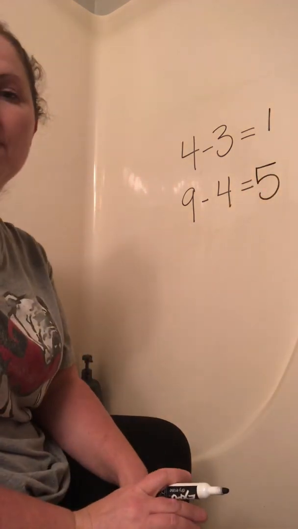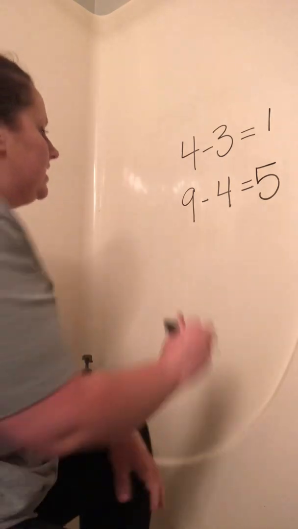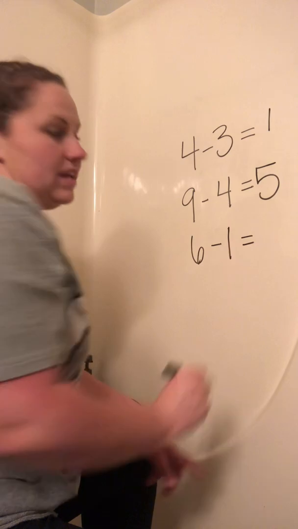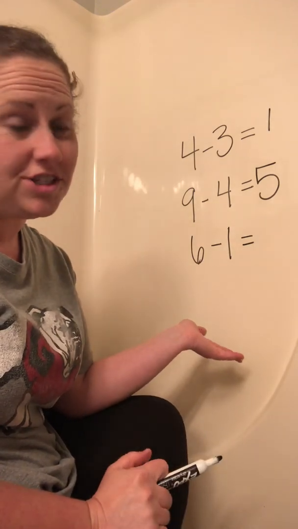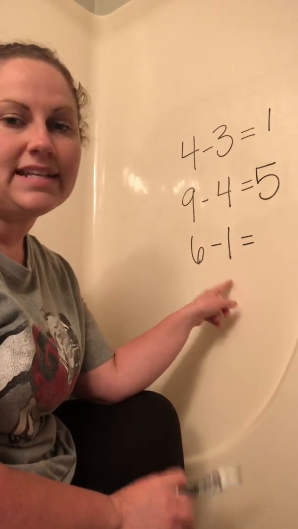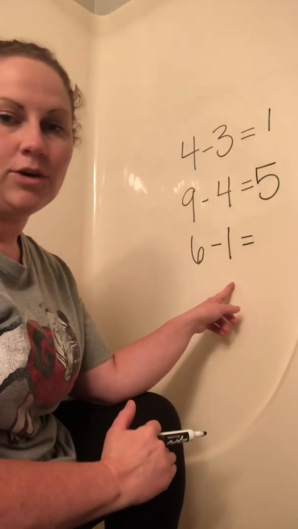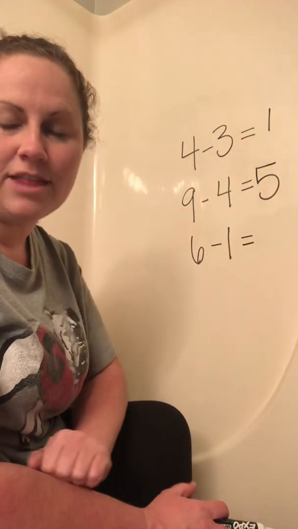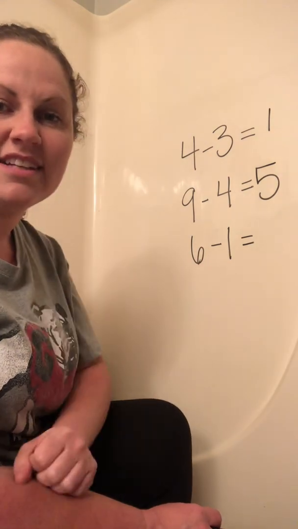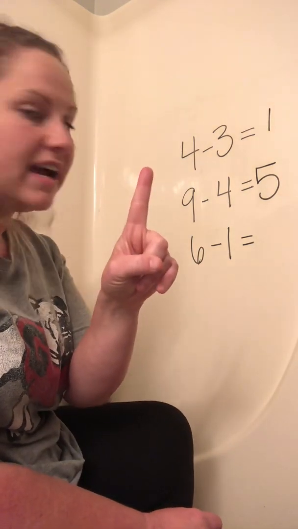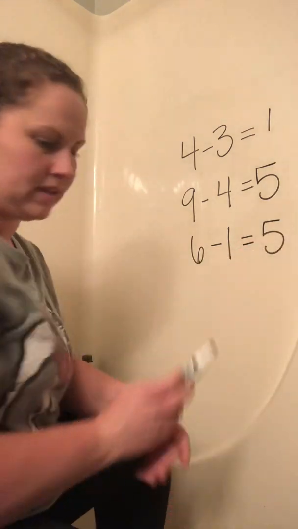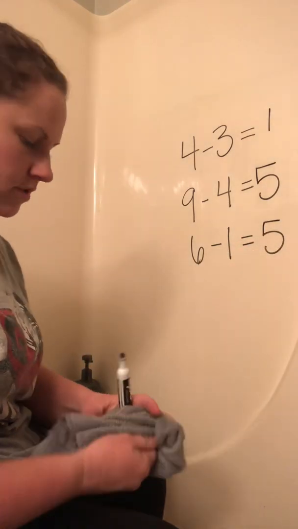Let's do another one. Let's do 6 minus 1. This one's kind of easy because we should just know this in our head. Anytime something is minus 1, you just go down 1 number. So, but we can still do it. So we say 6, and then we're going to go down 1 time. So 6, 5. So 6 minus 1 equals 5. Let's do just a couple more.